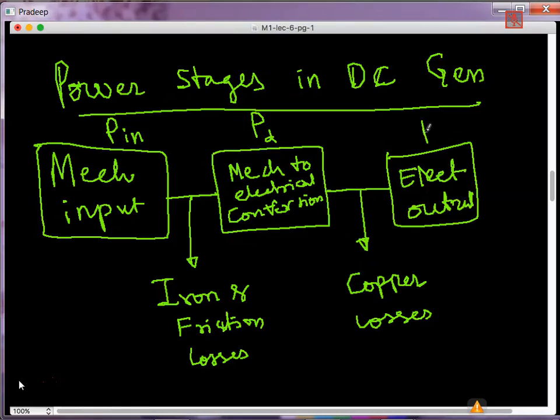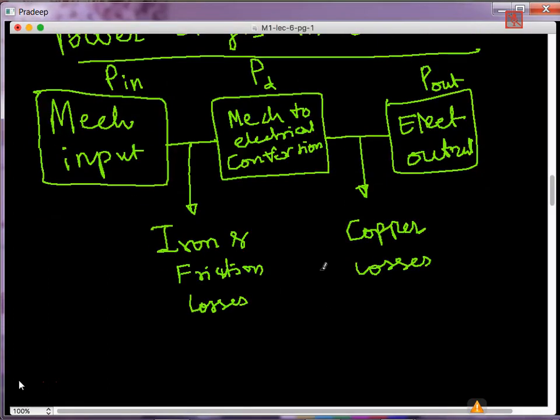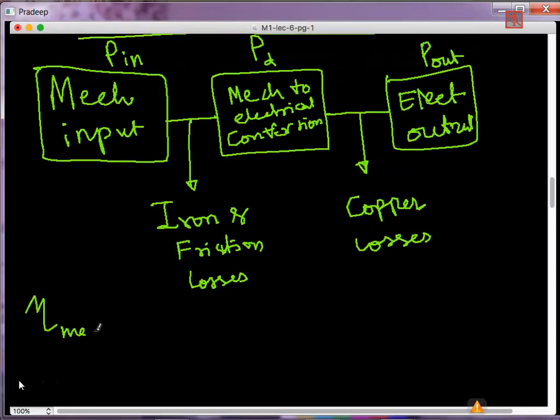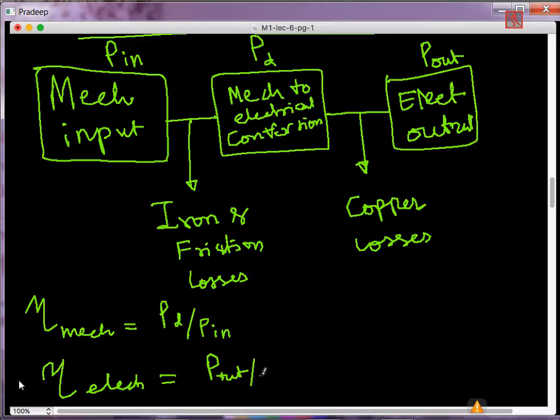So let's call it P out. If you see, I can take the loss expression for efficiency. Mechanical efficiency is nothing but power developed divided by input power, whereas the efficiency of electrical is for the power developed inside.